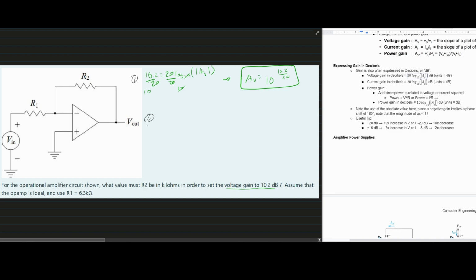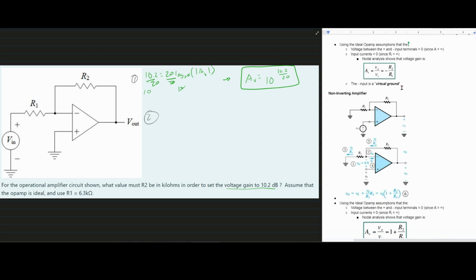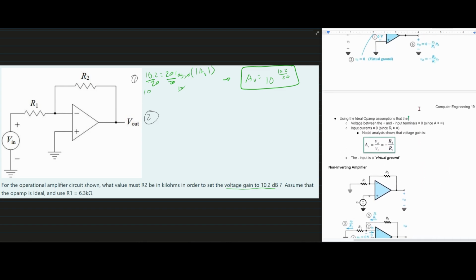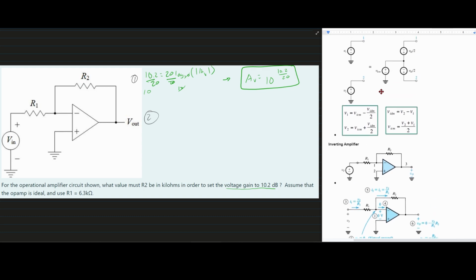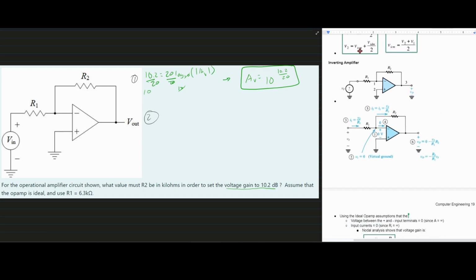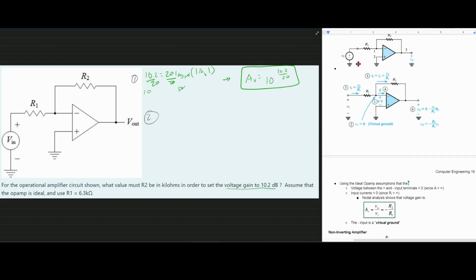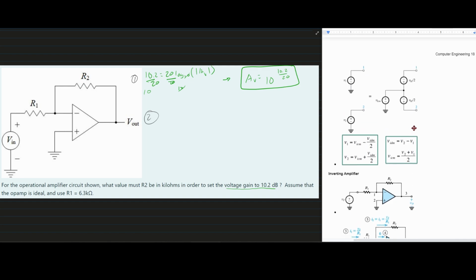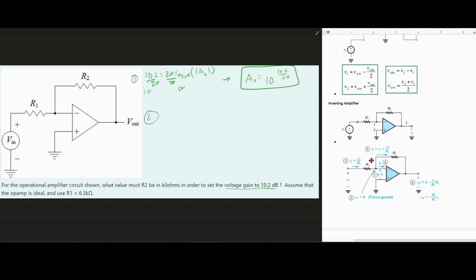For step 2, because this isn't our R2, we're going to look at a very simple equation where we have the ideal op-amp assumptions for the inverting amplifier. And we know it's inverting because we have our source voltage connected to the negative input of our op-amp. If it was connected to the positive, it would be non-inverting. So we have our inverting amplifier right here.